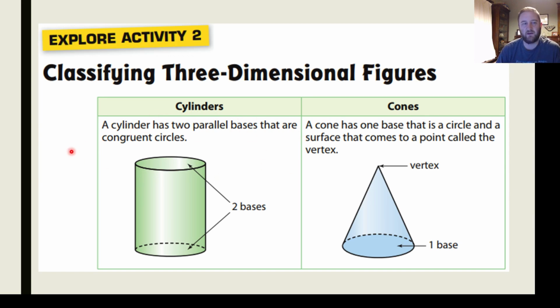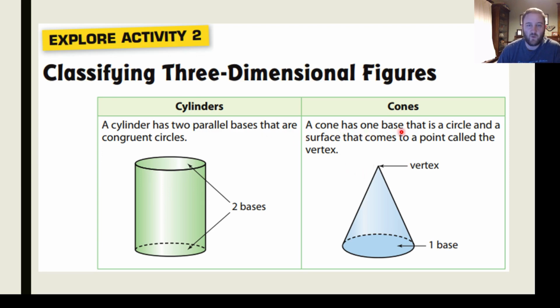So a cylinder has two parallel bases that are congruent circles. So you'll see here there's a base down here at the bottom and a base up here at the top. They are both circles and they're parallel to each other, and they're kind of connected with this curved surface on the sides. Okay. A cone then is, you can think of a cone like an ice cream cone basically.